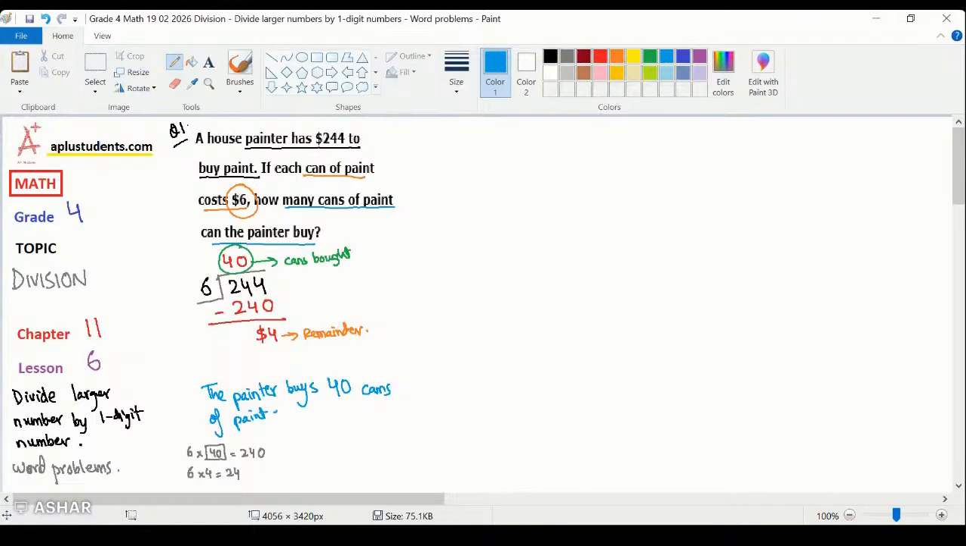Why? If we multiply 41 by 6, 6 times 1 is 6, 6 times 4 is 24. Then he should have this much money to buy 41 cans, but he does not have 246. He only has 244, right? So the maximum cans that he can purchase is 40 cans. Okay, let's have a look at another example.